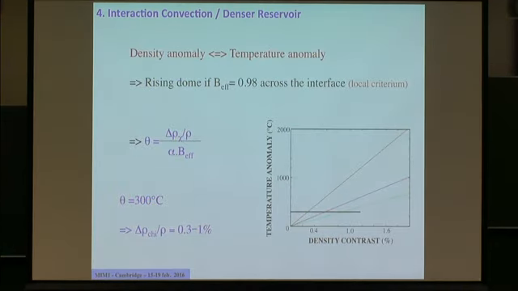By the same token, we also have scaling laws about the density, the temperature anomaly that the dome must have to be able to rise. Or we can invert, saying, okay, in the Earth, usually the temperature anomaly that we see for intraplate volcanism is about 300 degrees Celsius. Then I can say that the chemical density anomaly was typically less than 1%.